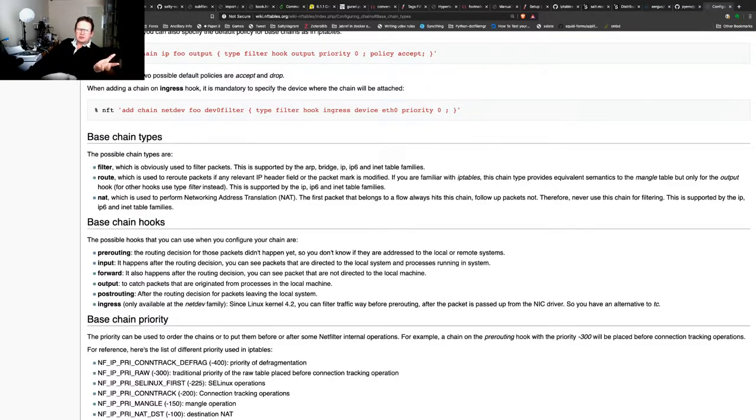Okay, so the first type is the most common one that we're going to be using for a firewall, which is filter, which imaginatively enough is for filtering, so really just for accepting, dropping, rejecting packets. Route, right, this is for rewriting the packet as it passes through your netfilter tables system.